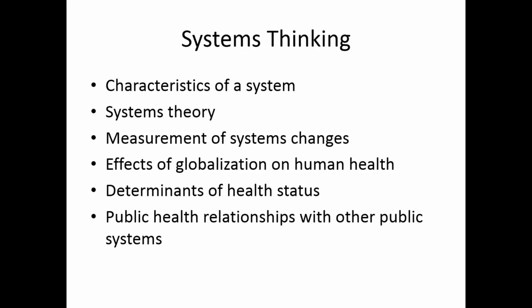Various determinants of health status, and then how does public health as its own system relate to other public systems, be that education systems, transportation systems, social service systems, criminal justice system, housing, jobs, commerce, insurance.